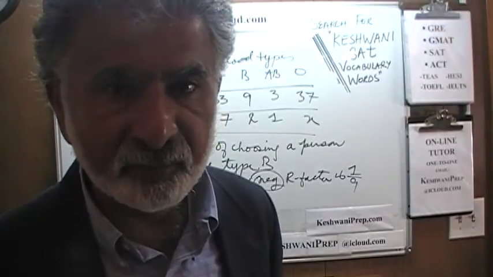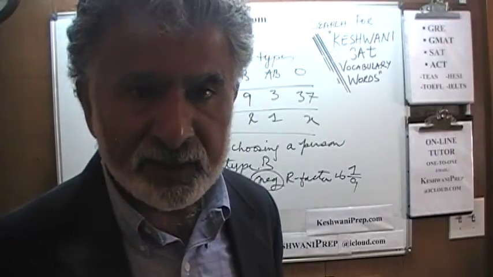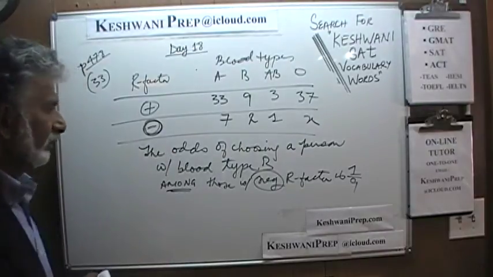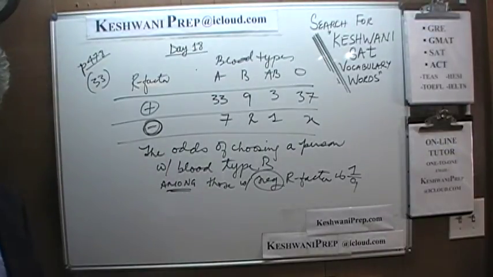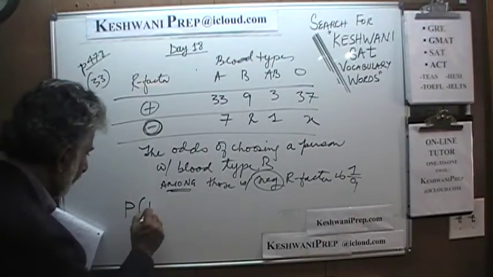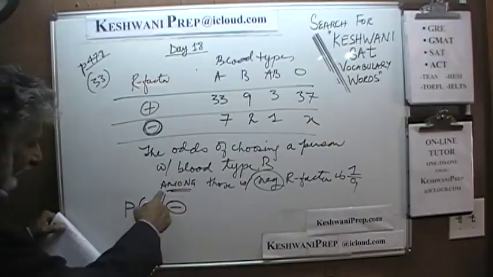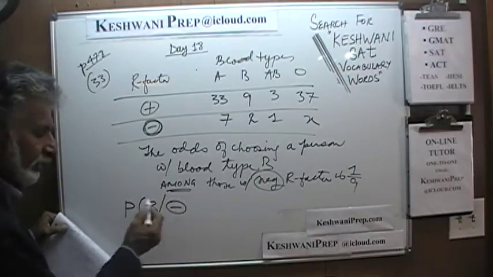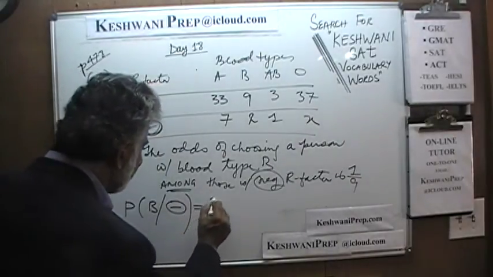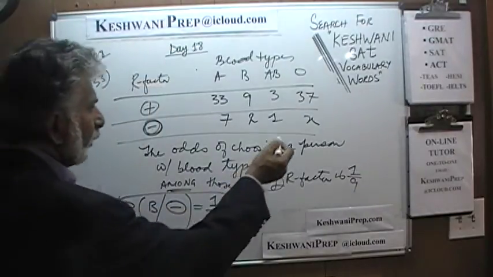It says, what are the odds of picking somebody among these people who happens to have a blood type of B, given the fact that he has a negative R factor, among those with a negative R factor. This is called conditional probability. This is what we're looking for. What is the probability of choosing a person with blood type B, given that he has a negative R factor? And we are told that this is equal to 1/9. This is what we are told. We have to work with this and figure out what that X is.